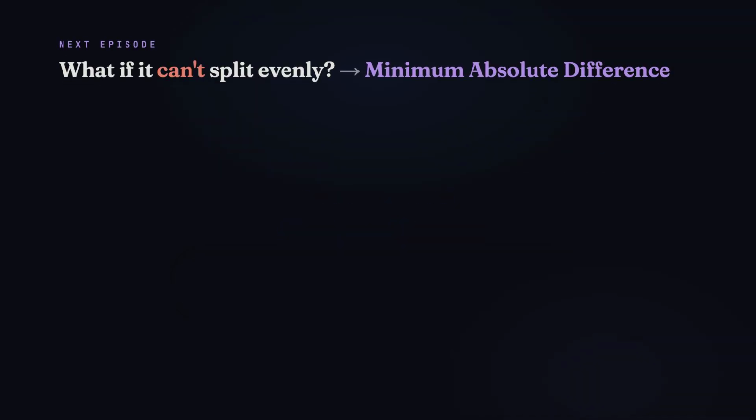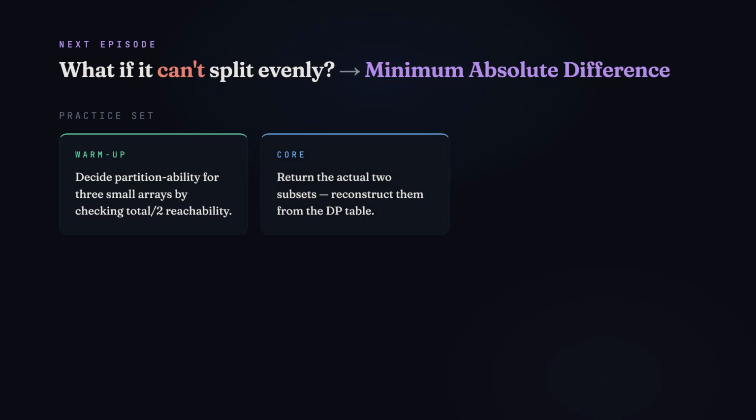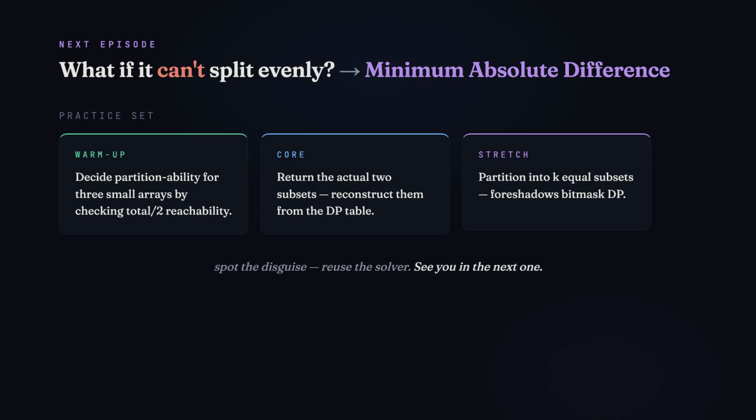But what if the array can't be split evenly? What's the smallest possible difference between the two halves? That's partition with minimum absolute difference, next episode. Until then, try the practice set, check partition ability by hand, reconstruct the actual subsets, and if you're brave, partition into k equal parts.